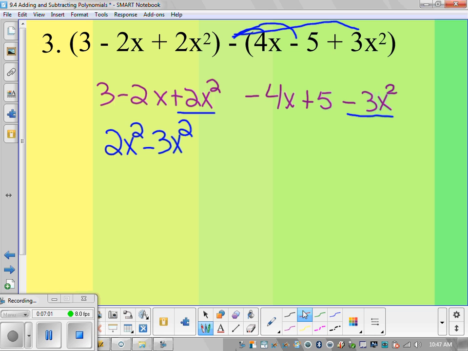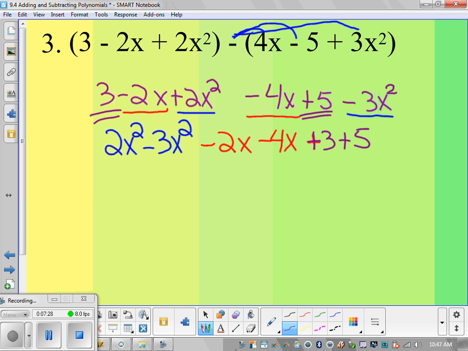The next biggest exponents are just x to the first power, so I'll combine those. And then finally, we have the constants, the 3 and the plus 5. Now you can go ahead and combine them. Like terms are the same power with the same variable.